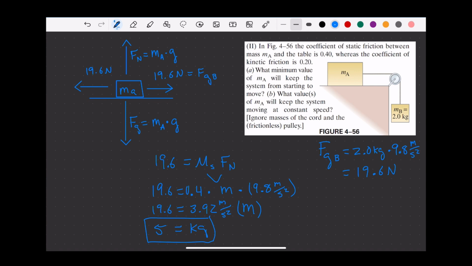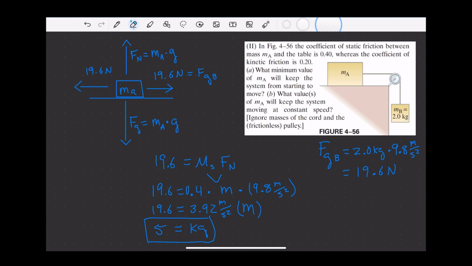So that said, let's go ahead and look at what B is asking. It says, what value of mass A will keep the system moving at a constant speed? All right, so this is worded in a kind of weird way. It's asking you to assume that mass A was already moving, suggesting that we're only going to consider the kinetic friction, then what mass would MA have to be in order to keep it at a constant speed? So that's going to be a different mass altogether.